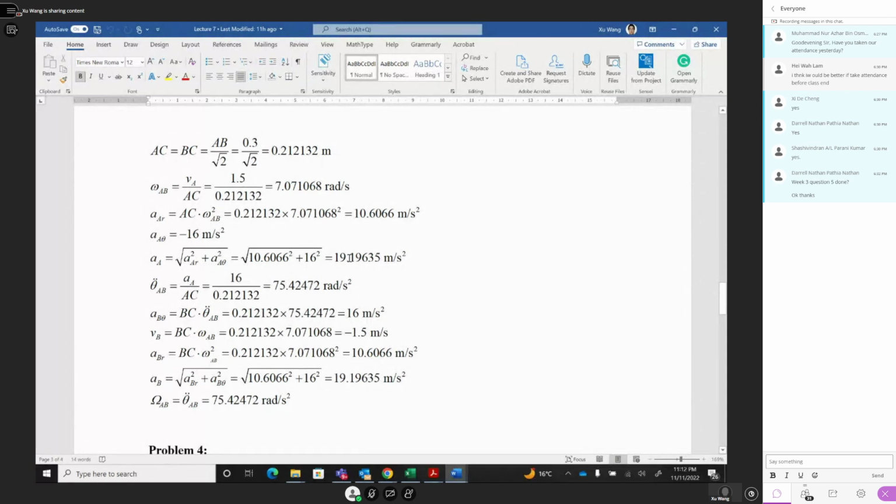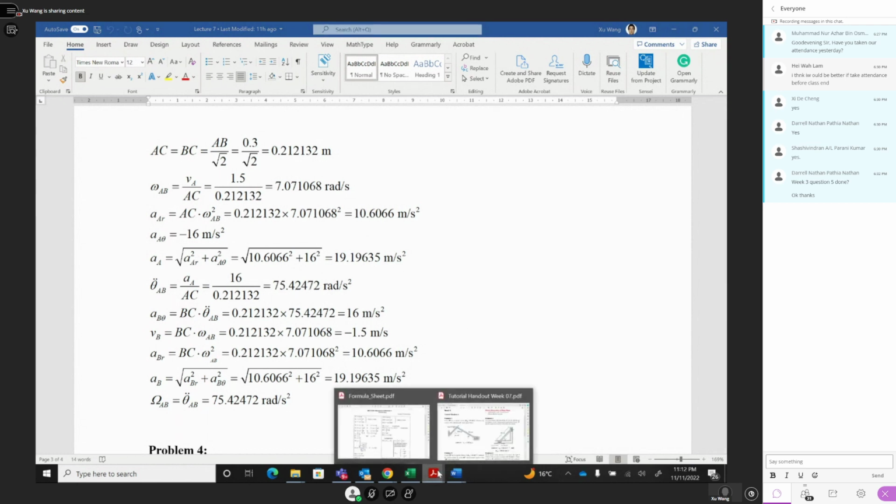8.8 sum of the acceleration. And then we know the total bar AB angular acceleration should be 75.42, which we calculated before. This one 75.42. That's how to solve this problem.